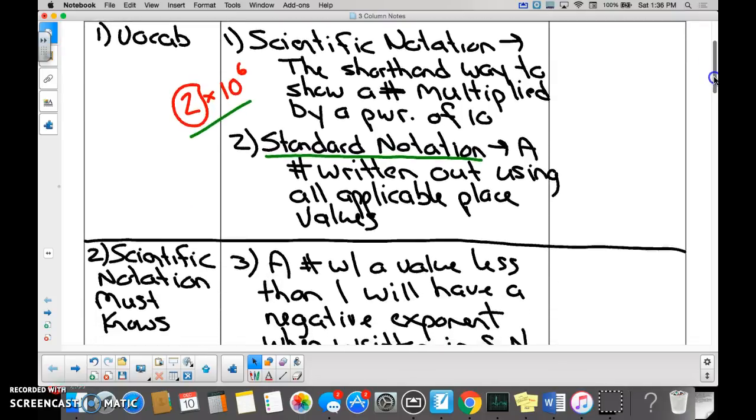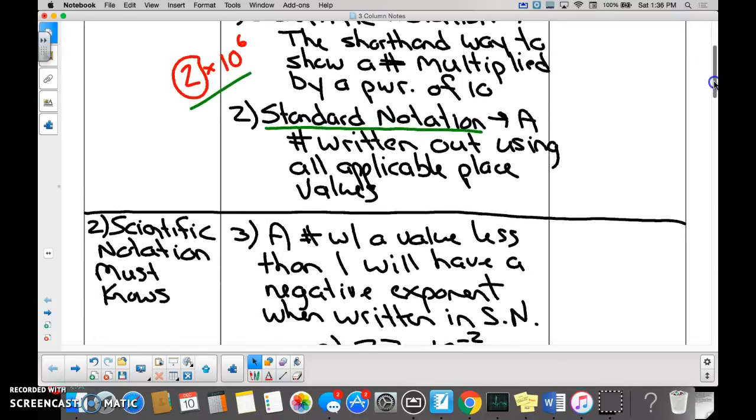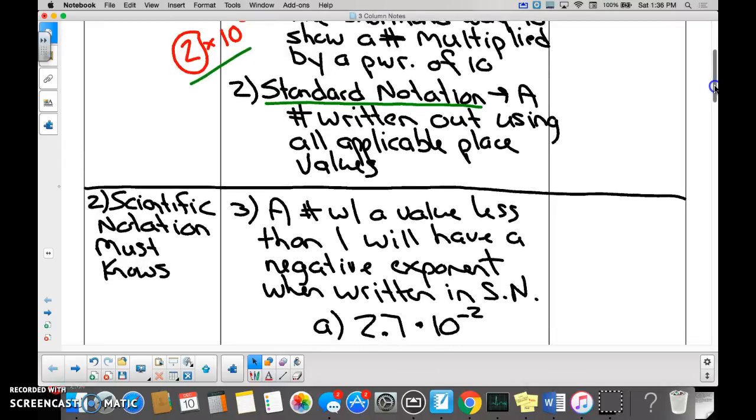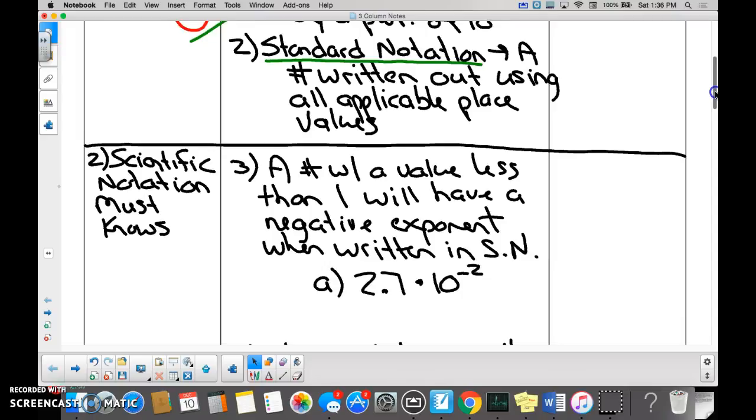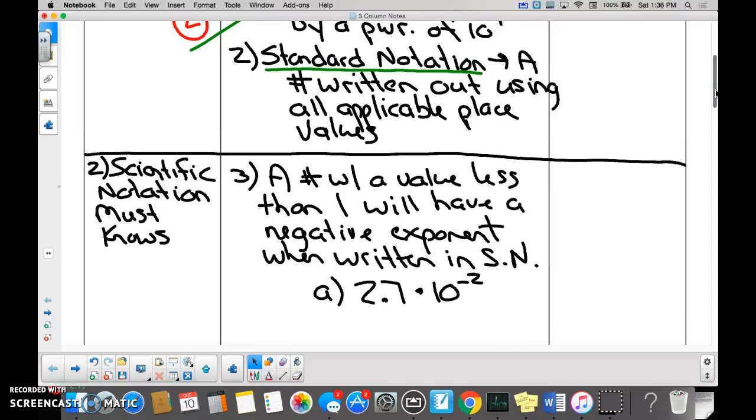Sliding down to number 2, some must-knows in scientific notation. This is where I think a couple of realizations will come to you. We'll start with number 3. A number with a value less than 1 will have a negative exponent when written in scientific notation. So if the value of the number is less than 1, you're going to be dealing with a negative exponent.